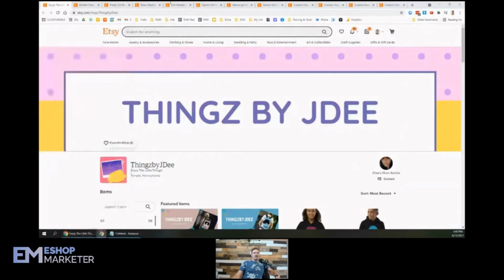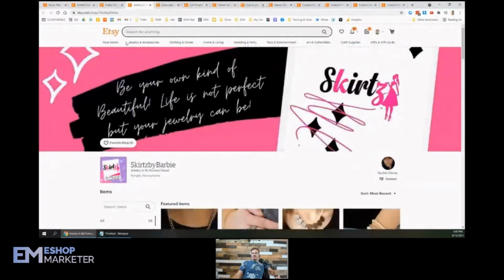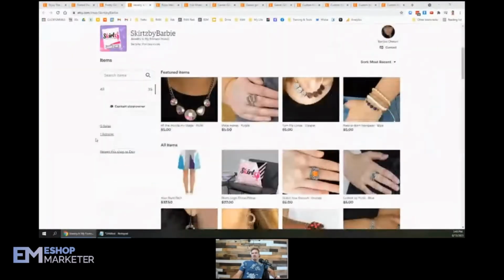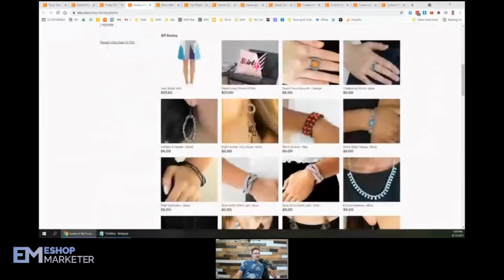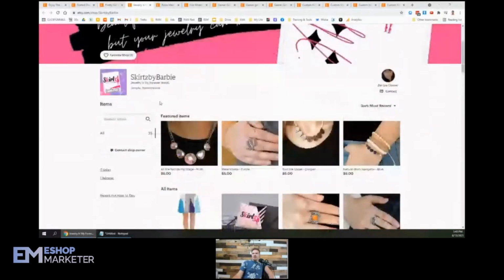And check out skirts. Which shop is this? Skirts by Barbie. Oh, so this is also your shop. Okay, I see. We got two shops. So what is the difference with this one here? So this one is more about jewelry.